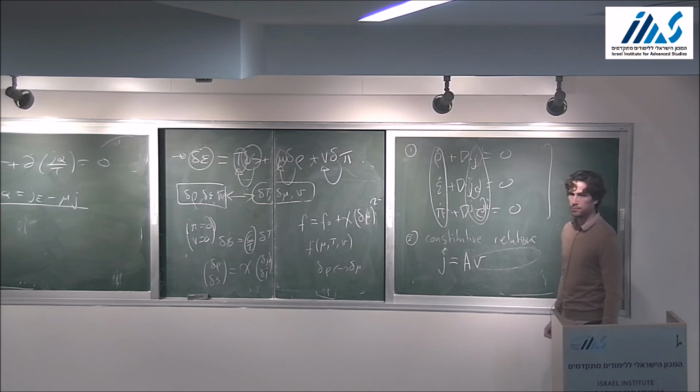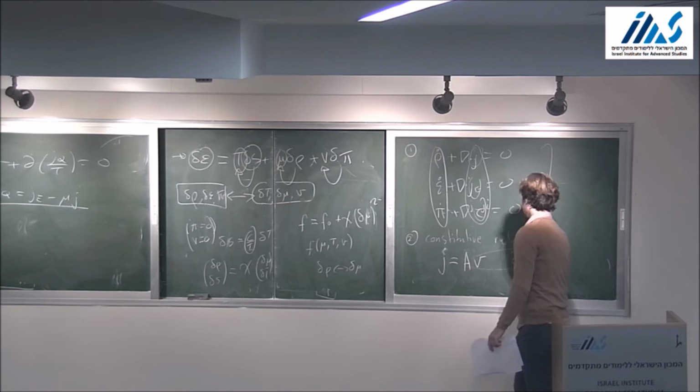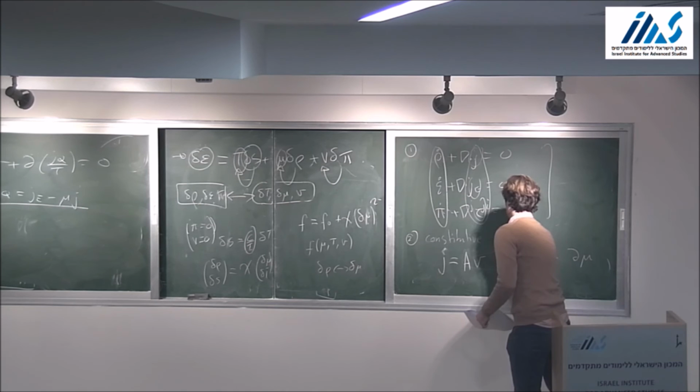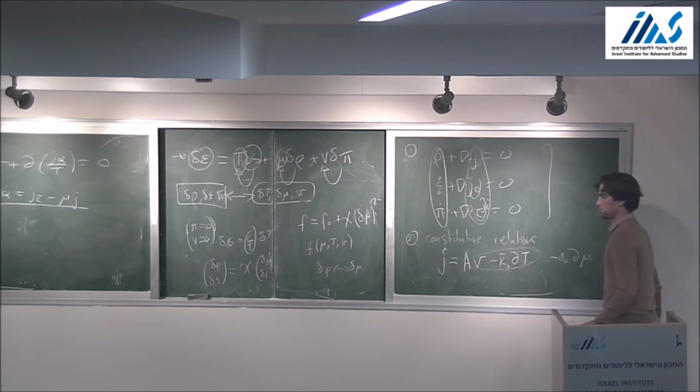Right? Then we have to go to next order in derivatives. So what do we have? We can have a spatial derivative of T. And we can have a spatial derivative of mu. And let's call this coefficient kappa bar sub zero. The minus sign will be useful. And let's call this sigma sub zero. But they're just coefficients, plus dot, dot, dot, higher order in derivatives.